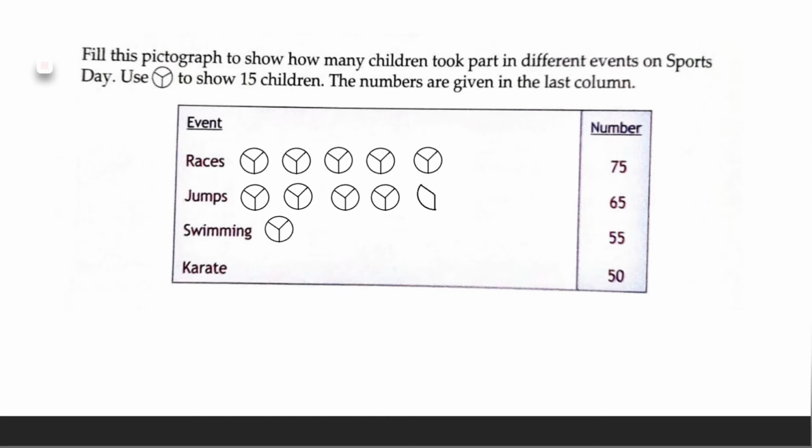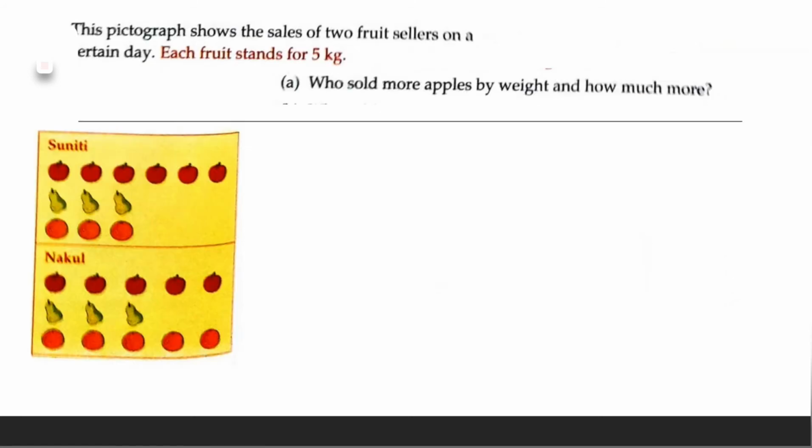Next is swimming. Swimming is 55. 15 ones are 15, 15 twos are 30, 15 threes are 45. Now we have to just draw the picture representing 10 children and it is like that. Next is karate. 15 ones are 15, 15 twos are 30, 15 threes are 45. And we know how to represent 5 children. It is like this.